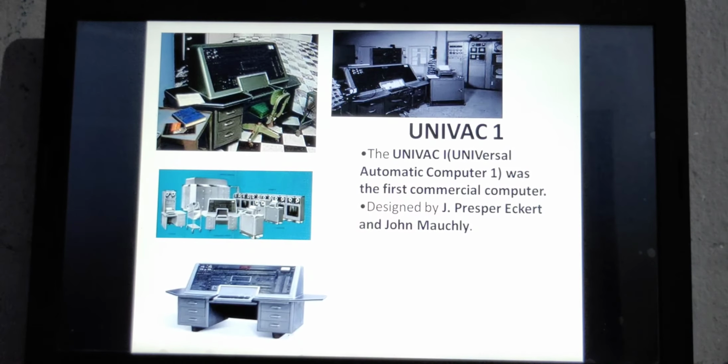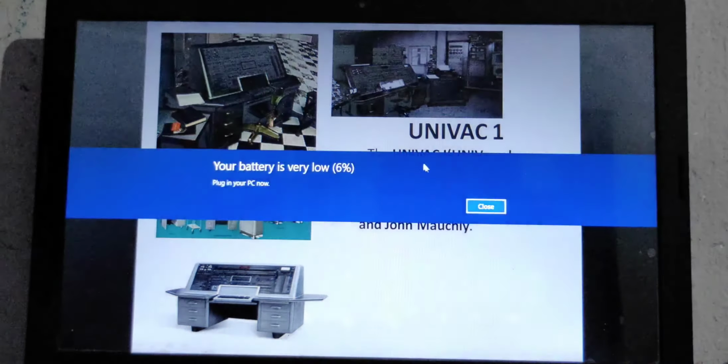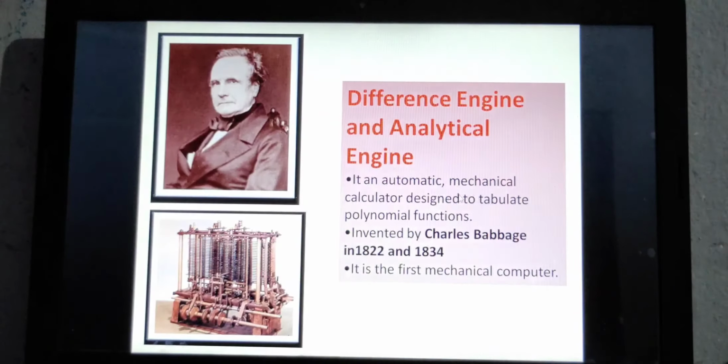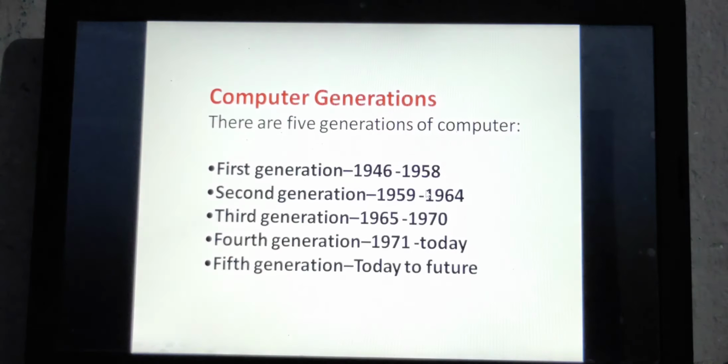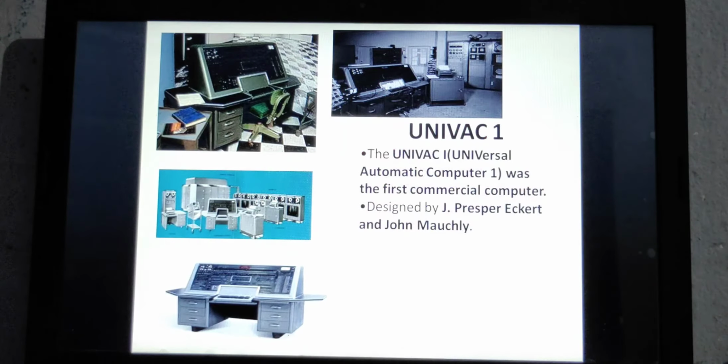The next one is UNIVAC 1. So on the pictures that you are looking at, this is the UNIVAC. So this machine is named UNIVAC. What is its full form? UNI stands for Universal, and this was the first commercial computer designed by J. Presper Eckert and John Mauchly. And it handled both numbers and textual data very well.